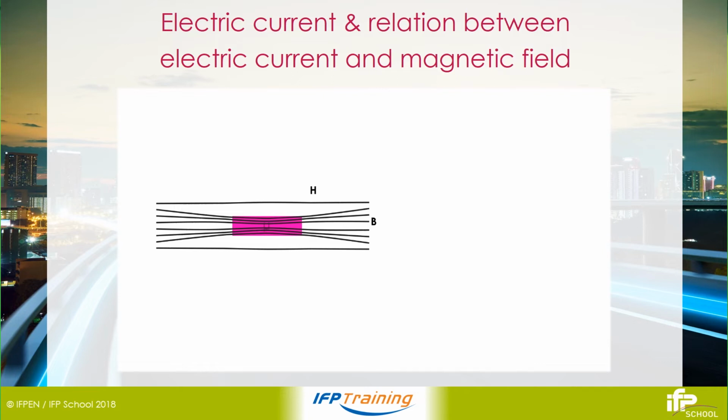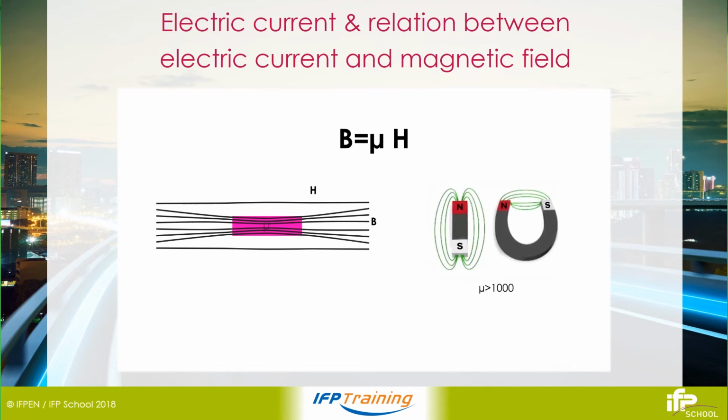The two vectors are linked together with a relation of proportionality. B is equal to mu multiplied by H, and is equal to mu0 multiplied by mu r multiplied by H. Mu is the magnetic permeability of the material. Mu0 is the magnetic permeability of the air. And mu r is the relative magnetic permeability of the material. Ferromagnetic materials have a high relative magnetic permeability of above 1000.